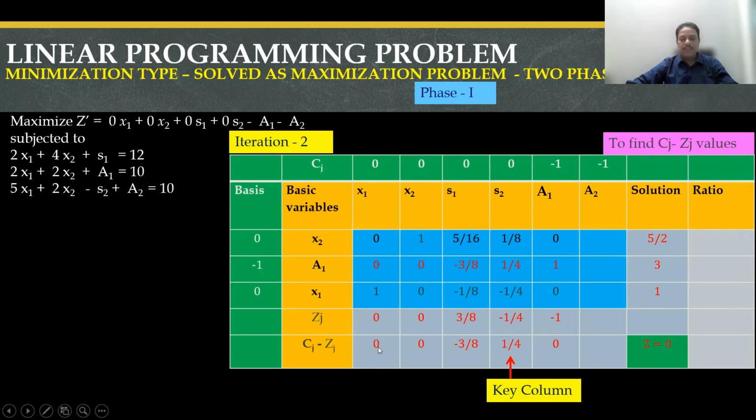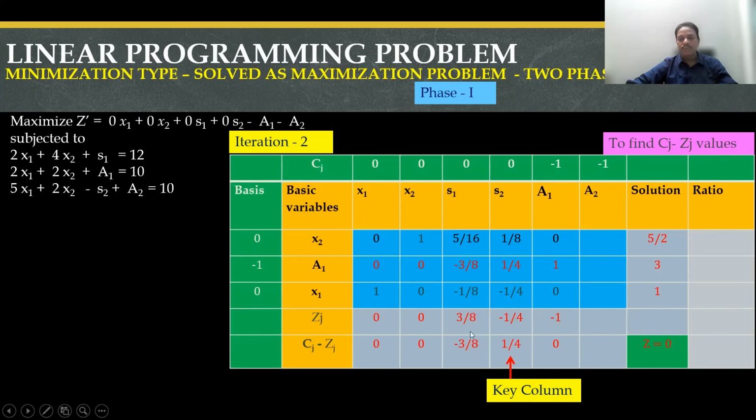If you find the Cj minus Zj values, below x1 we have 0, below x2 we have 0. Since x1 and x2 are in the solution, the Cj minus Zj value for x1 and x2 should always be 0. Similarly, A1 is in the solution, so the Cj minus Zj value below A1 should also be 0. Now we are left with S1, which is showing a negative value, which cannot enter the solution. So S1 cannot enter the solution.